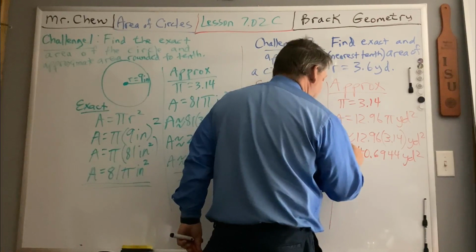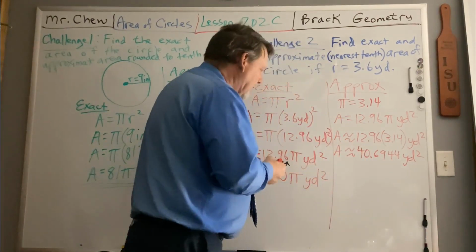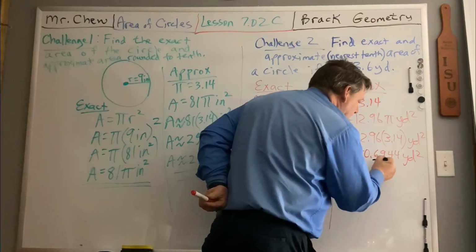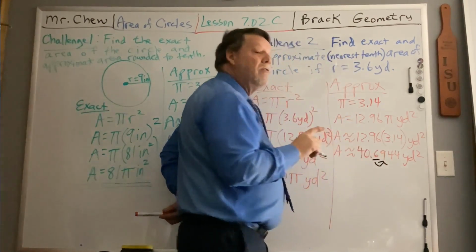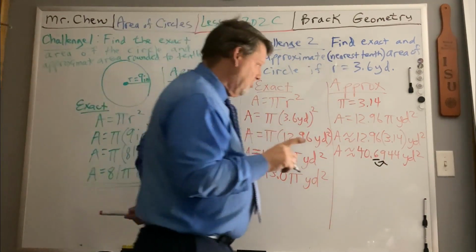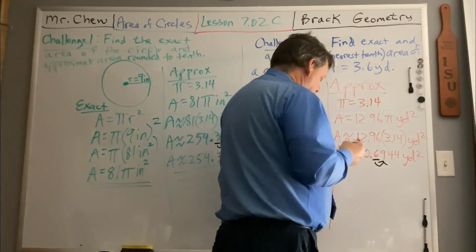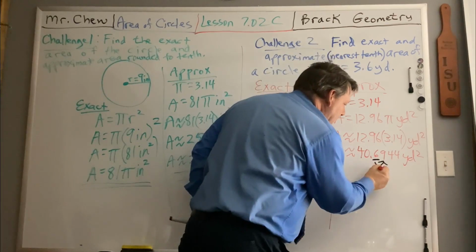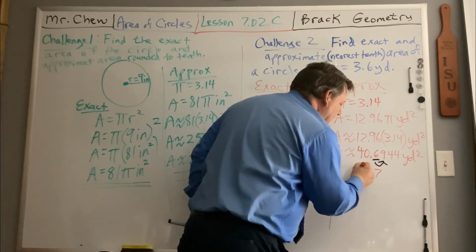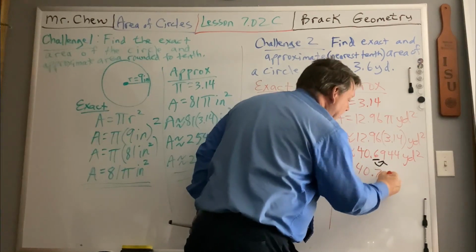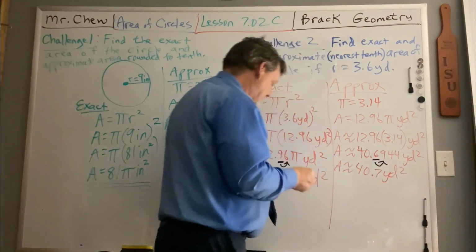And remember, this is approximate, and it wants us to round to the nearest tenth. So I look to the right. Is 9 greater than or equal to 5? Yes. So that bumps up, and it bumps the 6 up to a 7. So the area is approximately 40.7 yards squared.